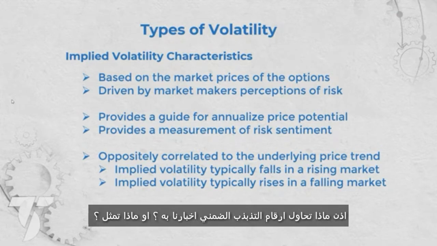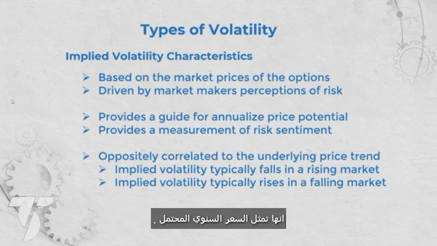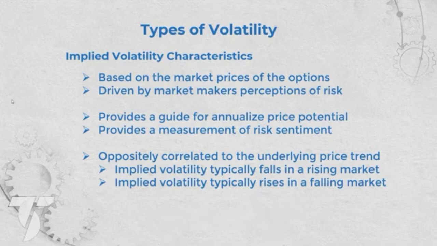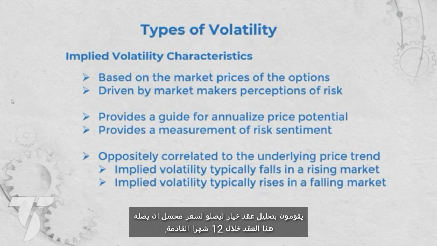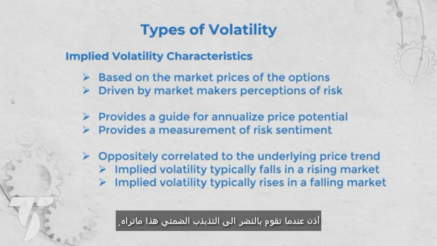What is that implied volatility number actually telling us? What does that percentage represent? It represents an annualized price potential. They're looking at those options and saying, what is the potential for this particular instrument to go up or down over the next 12 months? What is that percentage? That's what you're looking at when you look at implied volatility.